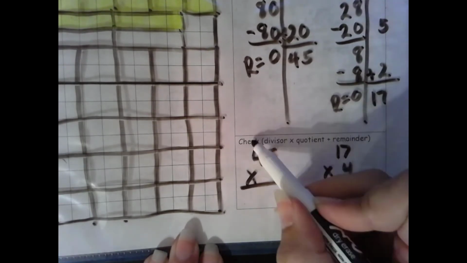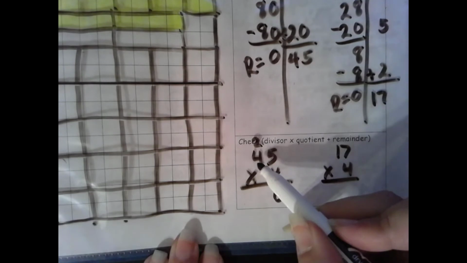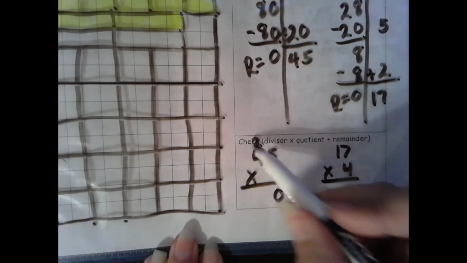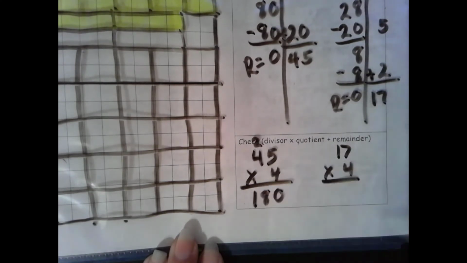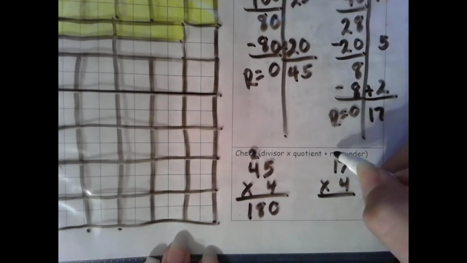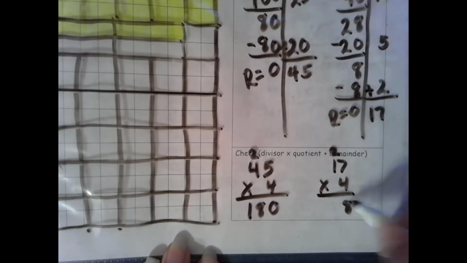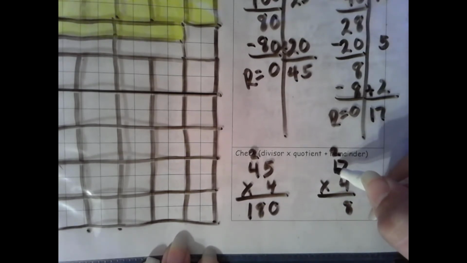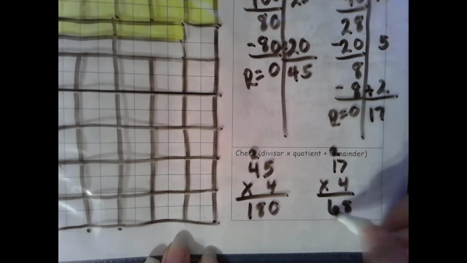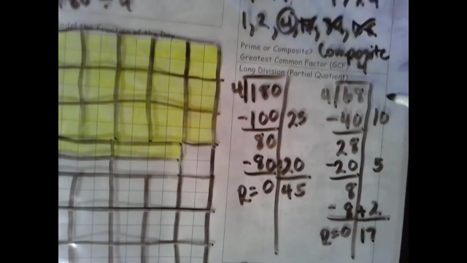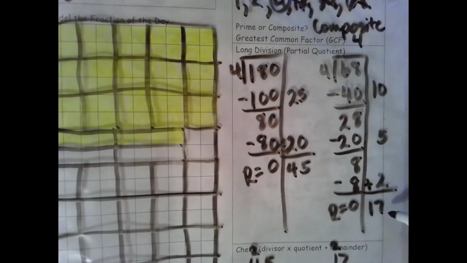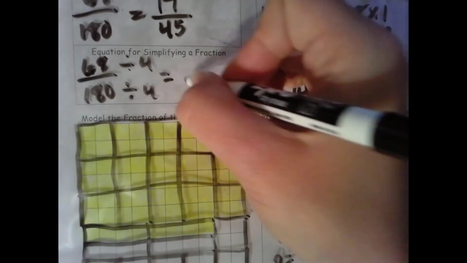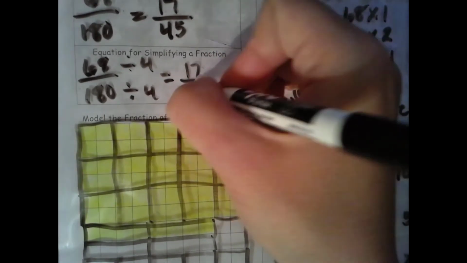4 groups of 5 is 20. 4 groups of 4 tens is 16 tens plus 2 more tens is 18 tens. 4 times 7 is 28, 2 tens and 8 ones. 4 times 10 is 4 tens plus 2 more tens is 6 tens. 180 plus 68 matches our dividend up here, so that checks. That means our numerator is definitely 17 and our denominator is definitely 45.